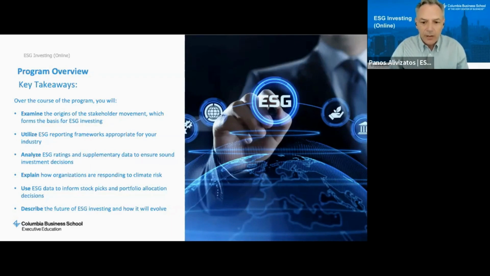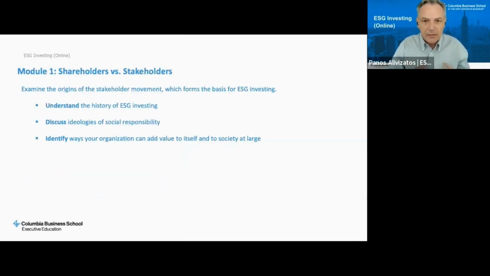Let me give you a very quick overview of every module. This program is structured in 6 different modules, and it contains 3 real-life case studies. We will have the opportunity to see 3 real companies listed on the US stock exchange and review them. In the first module, we will lay the foundations regarding what shareholder and stakeholder capitalism are. We will examine the origins of the stakeholder movement, which forms the basis of the discussion of ESG investing as it is today. We will understand the history of ESG investing, which is very crucial. We will discuss the ideologies of social responsibility, and we will identify ways your organization can add value to itself and to society at large. This is, in a nutshell, the first module.